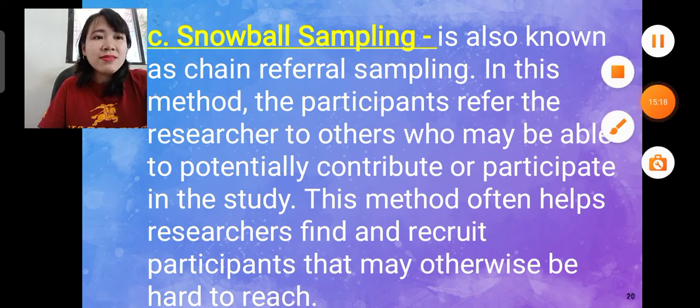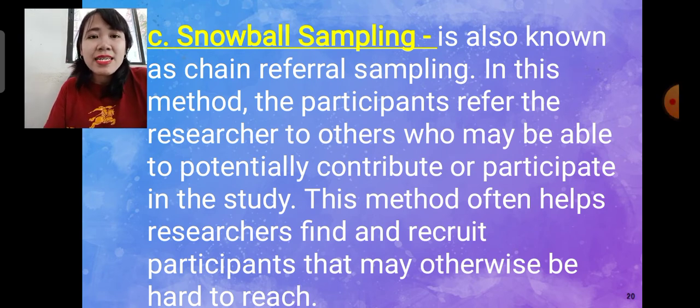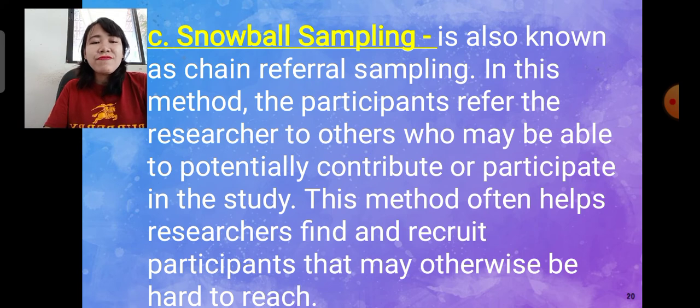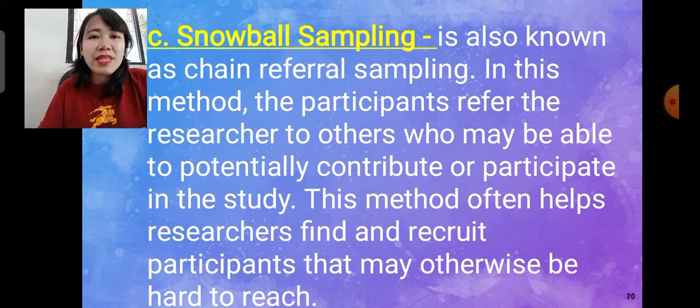Letter C, snowball sampling is also known as chain referral sampling. In this method, the participants refer the researchers to others who may be able to potentially contribute or participate in the study. So this method often helps researchers find and recruit participants that may otherwise be hard to reach. So snowball sampling, again, chain referral sampling.